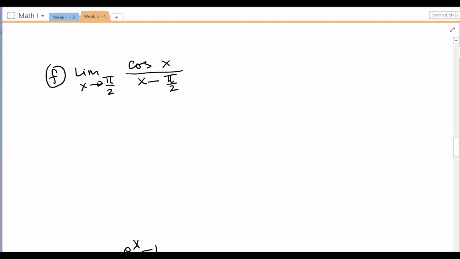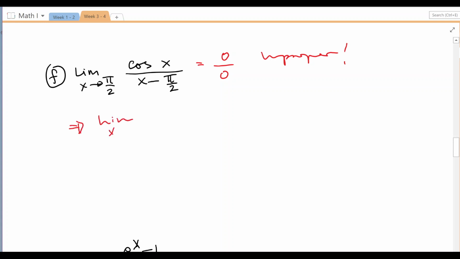Limit of cos x over x minus pi over 2 as x approaches pi over 2. If we do direct substitution, you get cos 90 equals 0, and pi over 2 minus pi over 2 equals 0, so you get 0 over 0, improper.